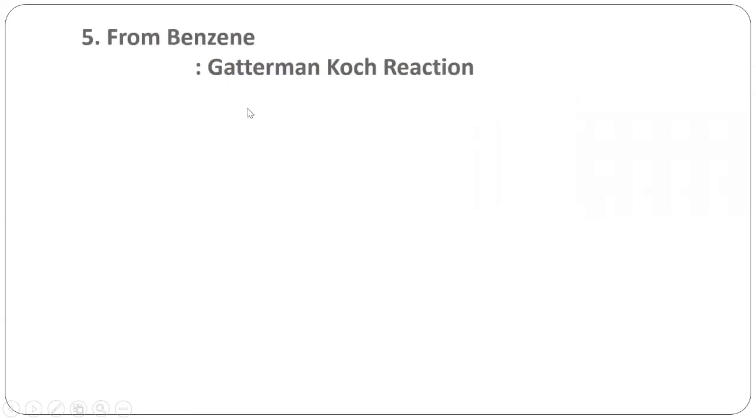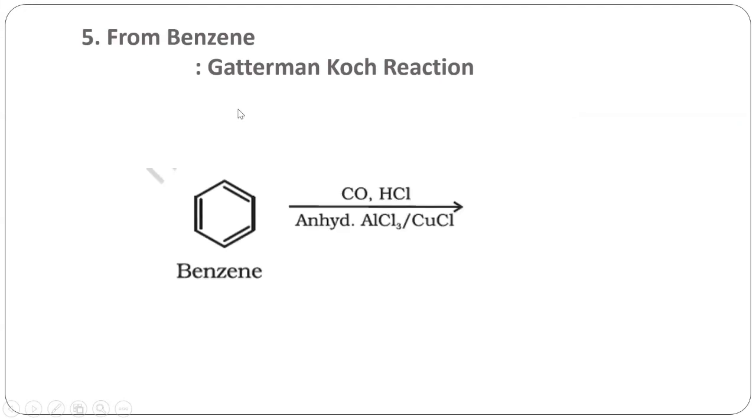And finally, we have the Gattermann-Koch reaction where you take benzene and treat it with carbon monoxide and HCl in anhydrous aluminum chloride or copper chloride, and a CHO group is freshly introduced into the benzene ring and you get benzaldehyde. So this reaction is very important when you're doing conversions because it allows you to introduce a fresh carbon to a benzene ring.